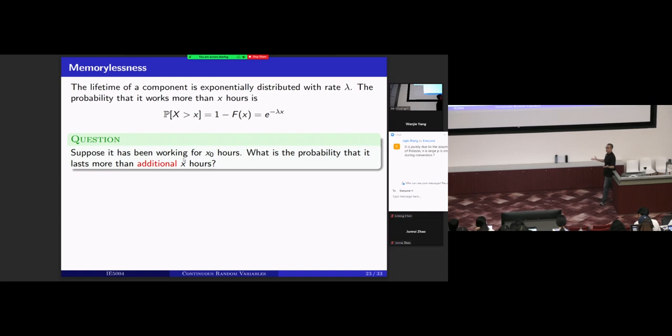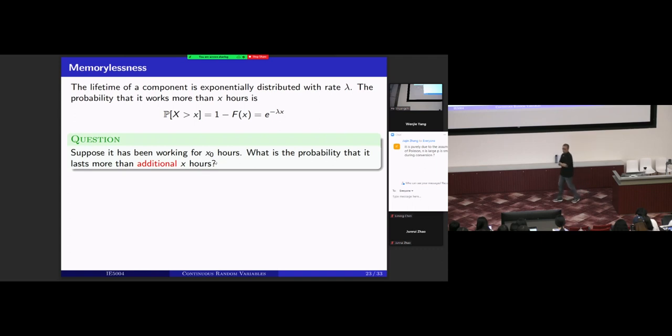Actually, it would be the same situation as the geometric distribution, right? Each time, as long as you see tails, you start anew. Even if in the past we haven't seen heads, it won't change the chance you see the first heads in the next minute, right? Because of this, the probability that you need an additional x minutes would be the same as if you flip from the very beginning. You need x minutes until you see the first heads, right? This property is called memorylessness.